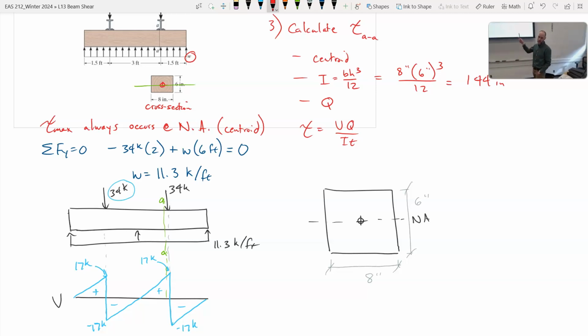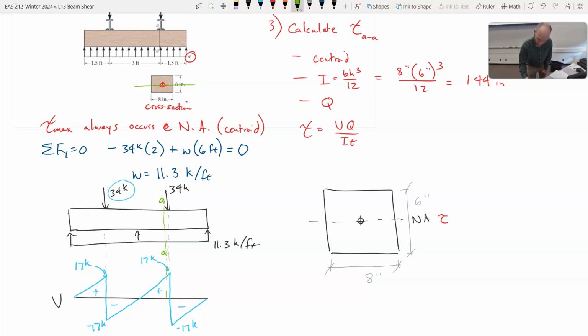So, for our equation for tau, VQ over It, we've got V, we've got I. What's t going to be? 8 inches in this case, because the thickness of our member is constant throughout, and we're looking at maximum, so we're evaluating shear stress at the neutral axis. We need to calculate Q. Yep, we'll look at an I-beam next.